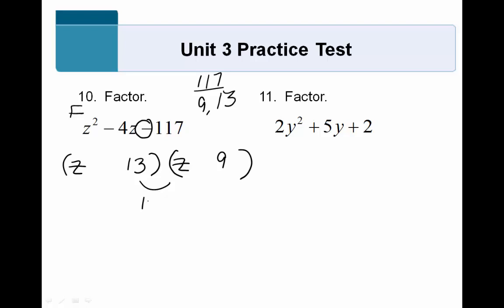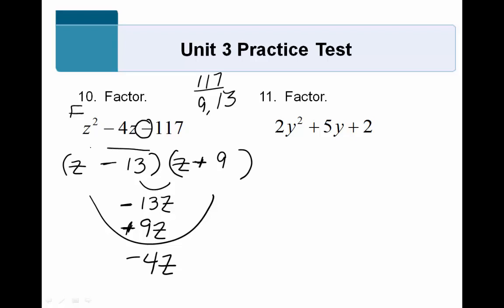Thirteen times z is 13z. z times 9 is 9z. I'm looking for negative 4z. So to get negative 4z, the 13 would have to be negative, and the 9 would have to be positive. You can always use FOIL to check your answer. We get z minus 13 times z plus 9.